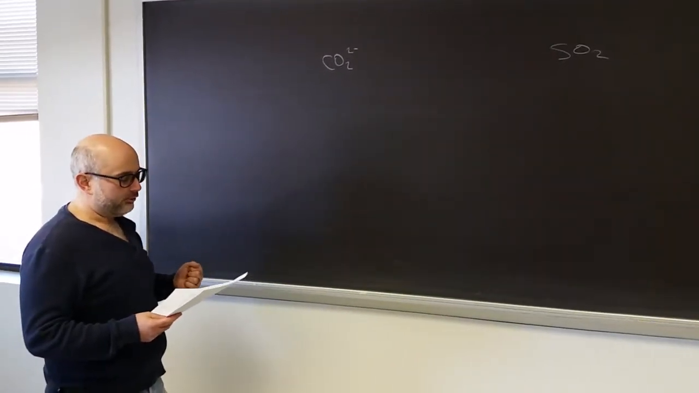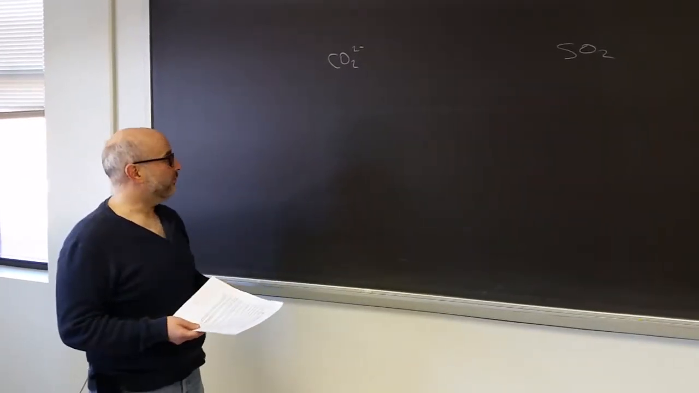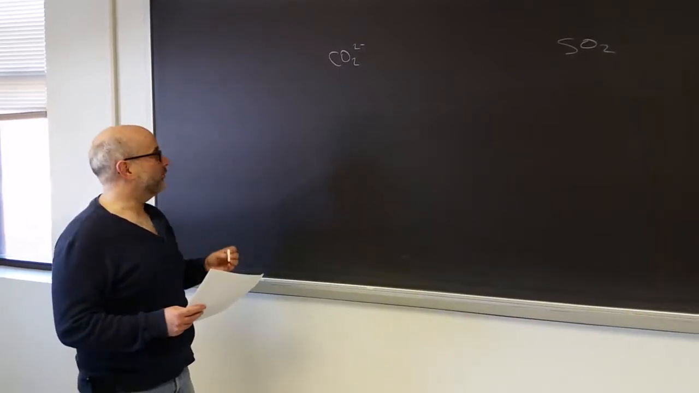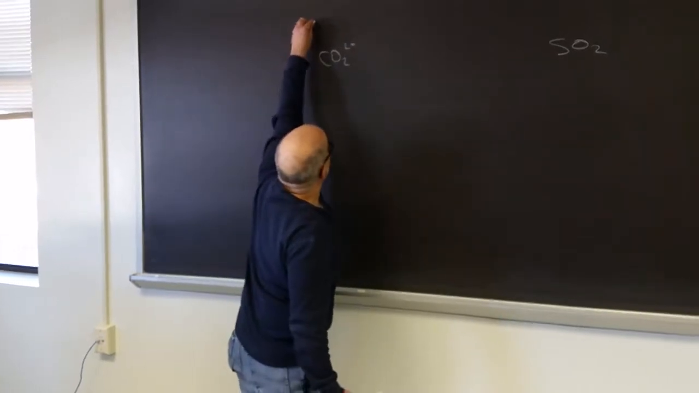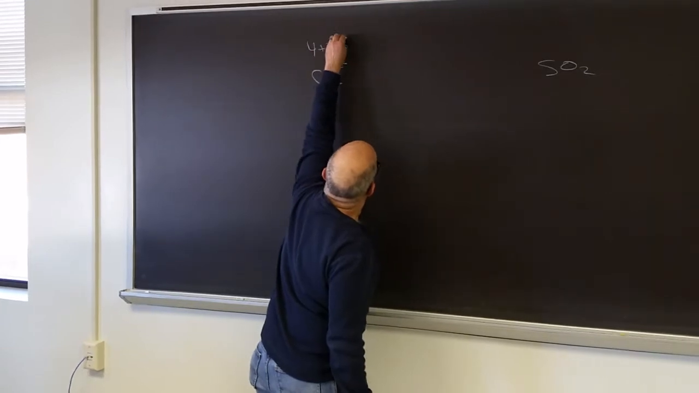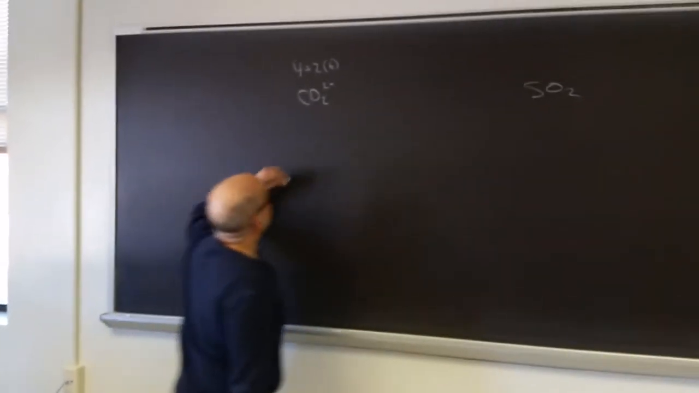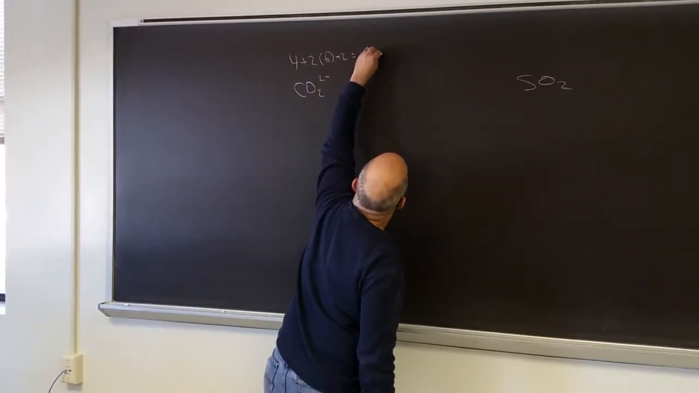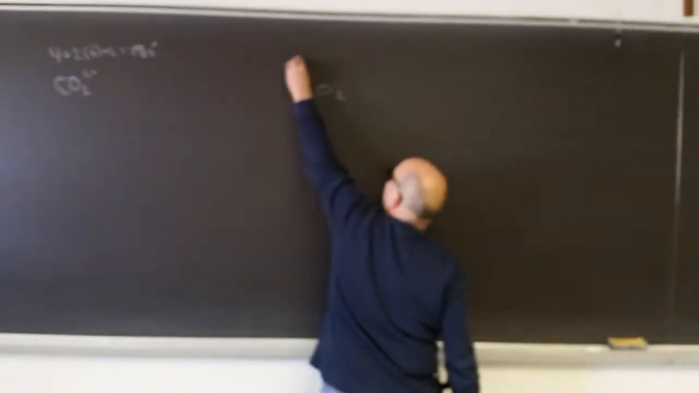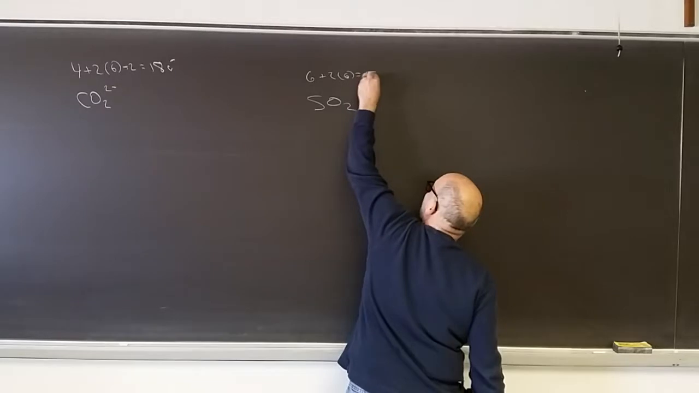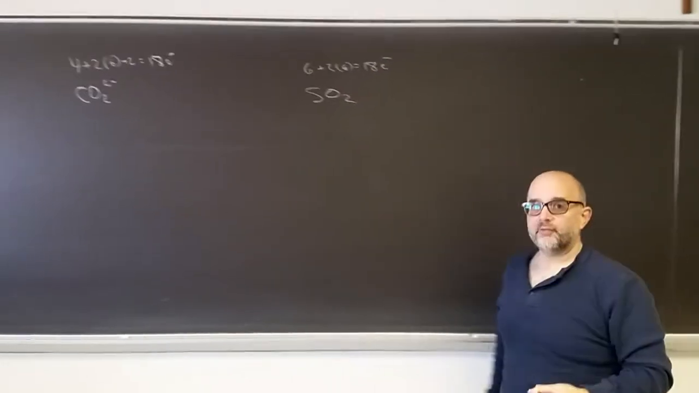So step 2, get the right number of valence electrons for each species. This is important because if you don't get the right number of valence electrons, you are not going to get the right Lewis structure. So for carbonite, the carbon supplies 4 valence electrons. Each oxygen supplies 6. And then because it's a -2 anion, make sure you add 2 more, giving you a grand total of 18 electrons. For the sulfur dioxide, the sulfur contributes 6. Each of the oxygens contributes 6. So both of these species have 18 valence electrons.